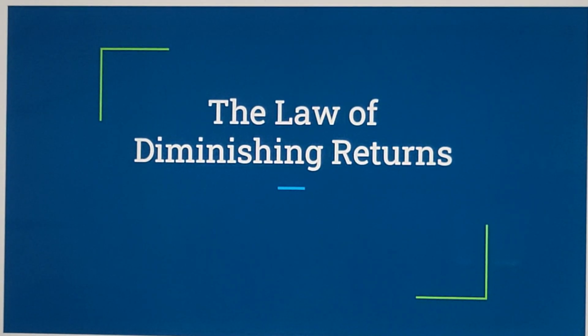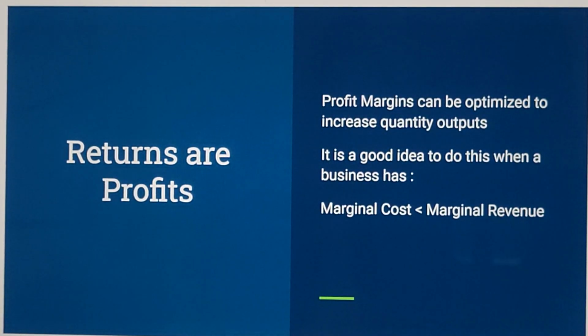The law of diminishing returns. Returns are profits. Profit margins can be optimized to increase quantity outputs. It is a good idea to do this when a business has marginal costs less than marginal revenue.